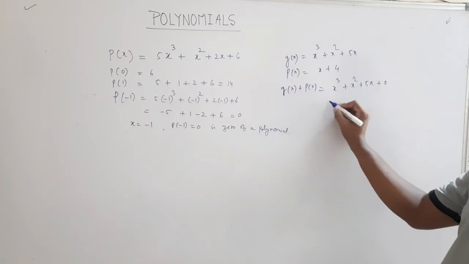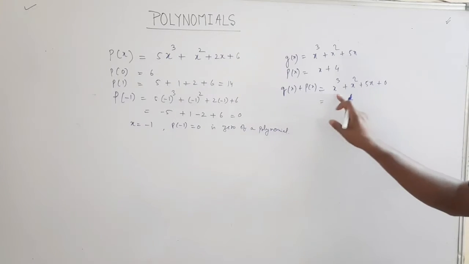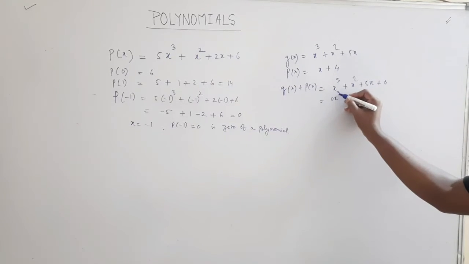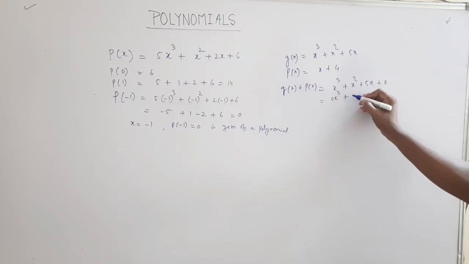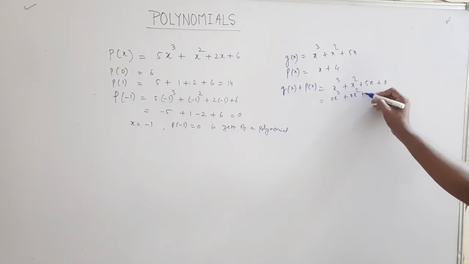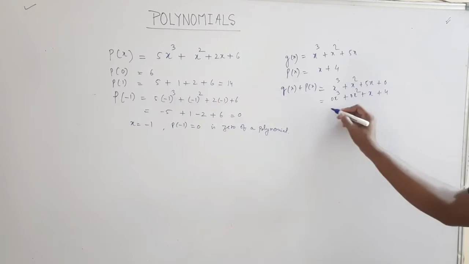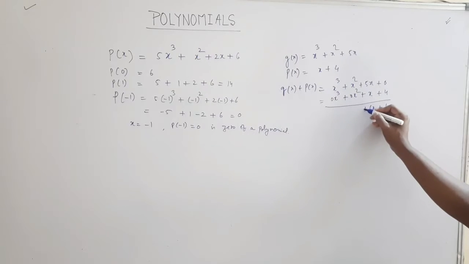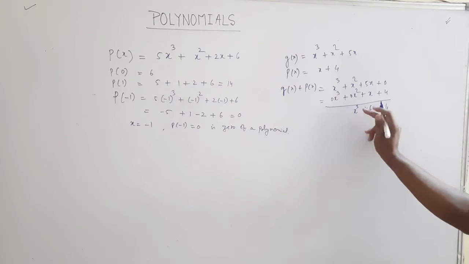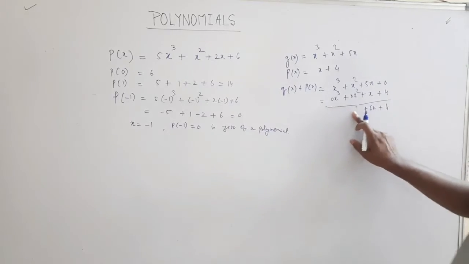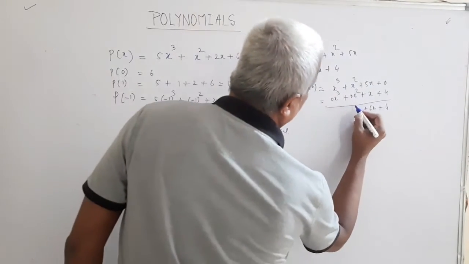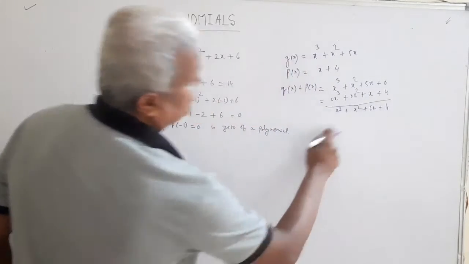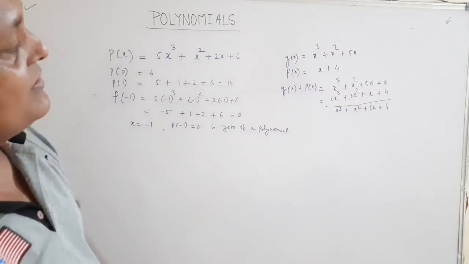And there for p(x), this is z(x), and now what is p(x)? The x cube term is missing, so you write here 0x cube, and x square is also missing, 0x square, plus x plus 4. Now you just underline them and add. So it is 6x plus x cube, sorry, this is x square. So this is x square and this is x cube. This is the sum. Same way you can find the difference also.